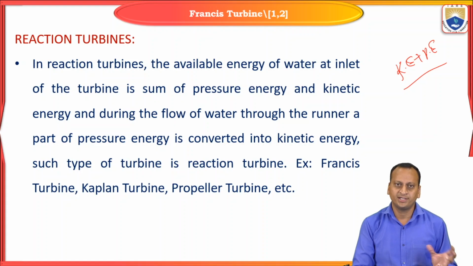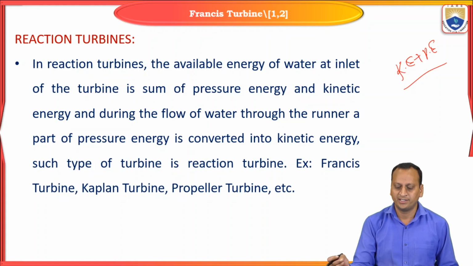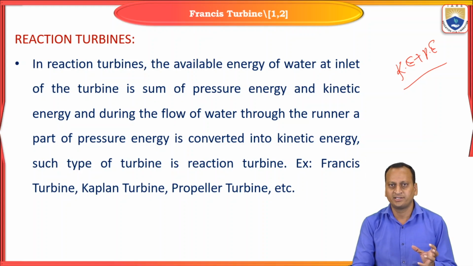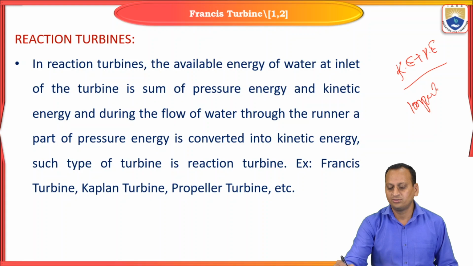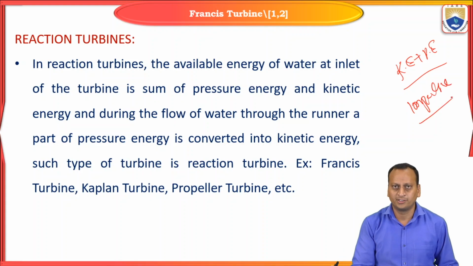But after working on the rotor, the pressure energy is reduced and the kinetic energy is increased. However, with this increased kinetic energy and reduced pressure energy, the water can't be taken out from the exit of the rotor. So, in order to convey the water from the exit of the turbine to the tail race, there is a necessity of a draft tube in these reaction turbines. In an impulse turbine, there is no necessity of a draft tube, but in a reaction turbine, it is required.